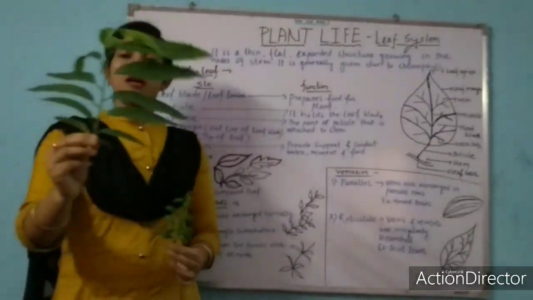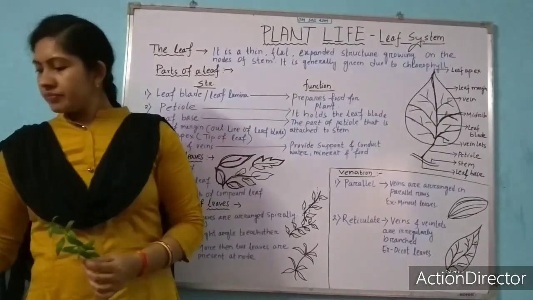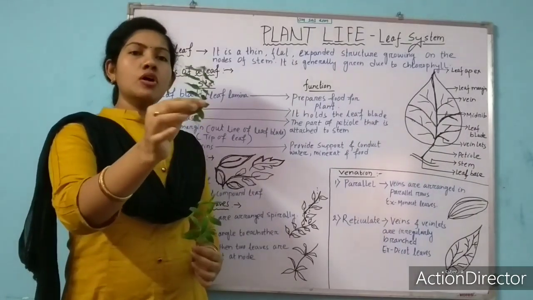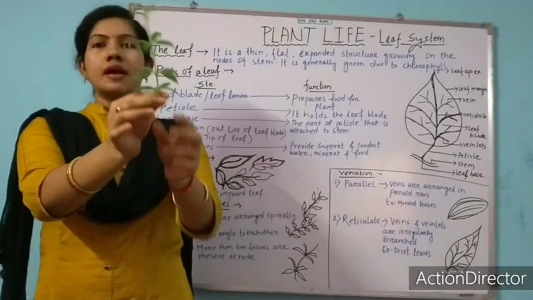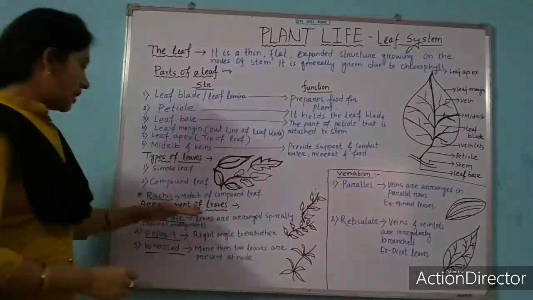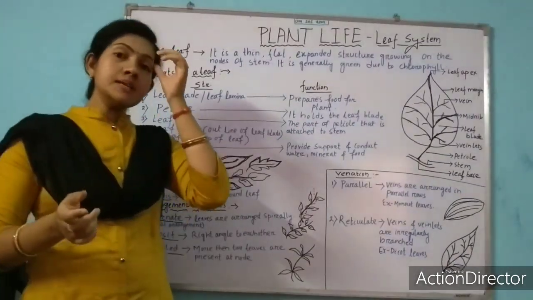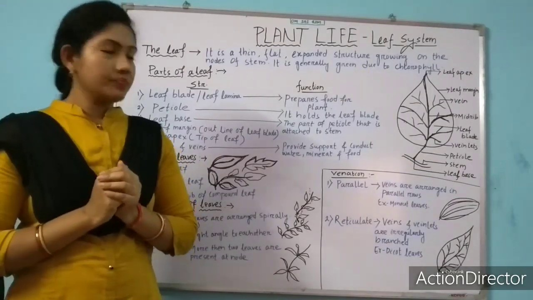This is the alternate arrangement of leaf. This is the opposite arrangement of leaf. And this is the whorled arrangement of leaf. So these are three kinds of arrangement of leaves. Why do leaves arrange themselves? To get an adequate amount of sunlight.